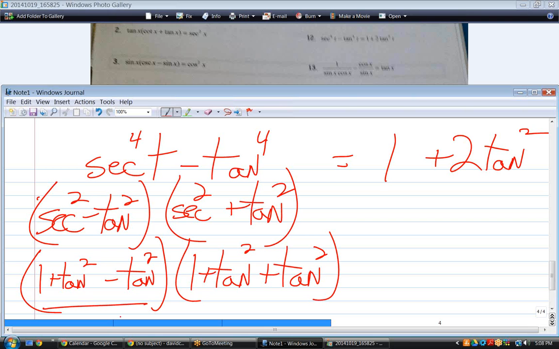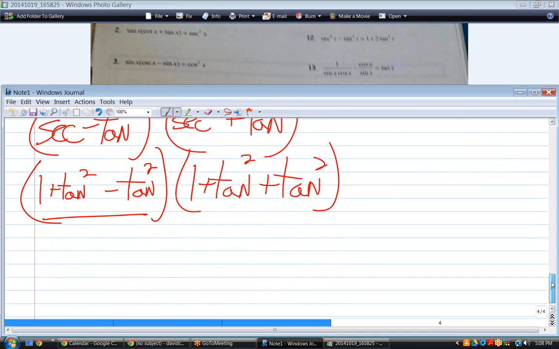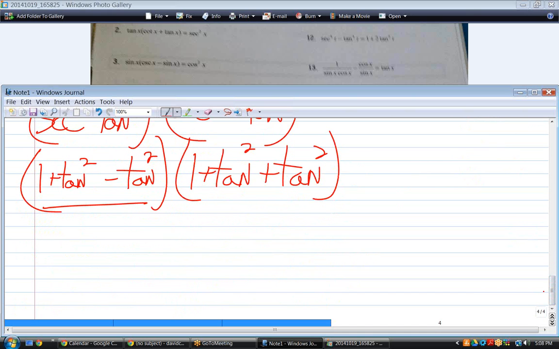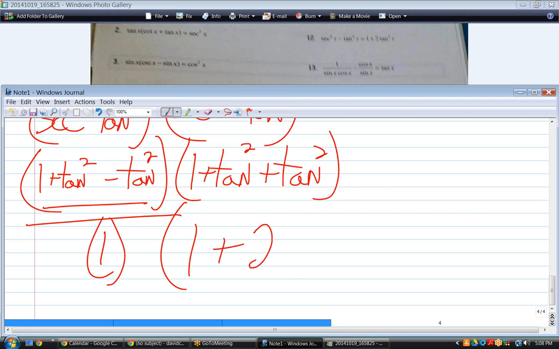The left thing becomes, hold on, I'm not finished yet. Okay. It becomes 1 times 1 plus 2 tangent squared. Which is what we're trying to prove it to be.